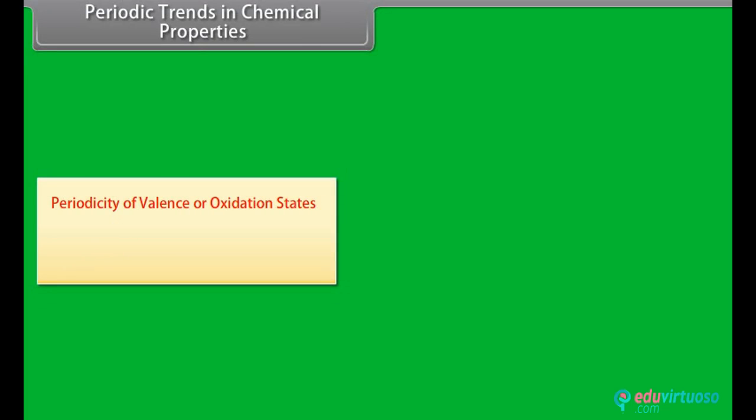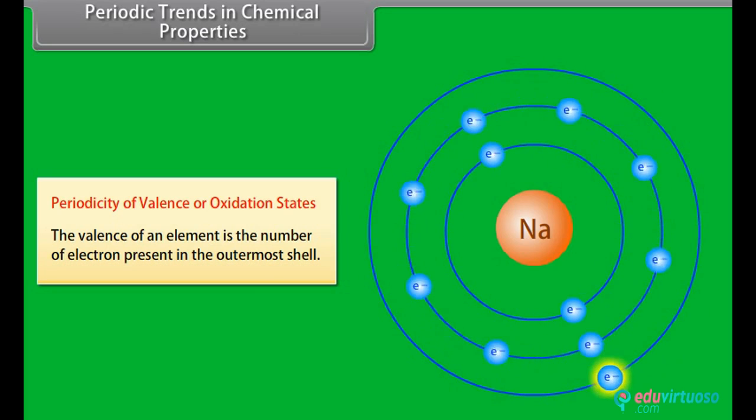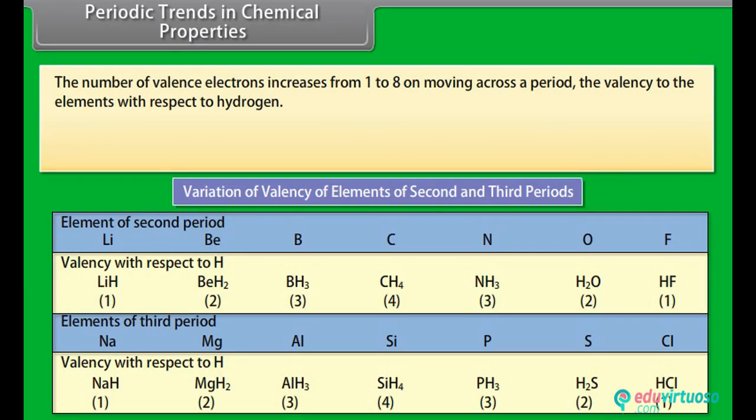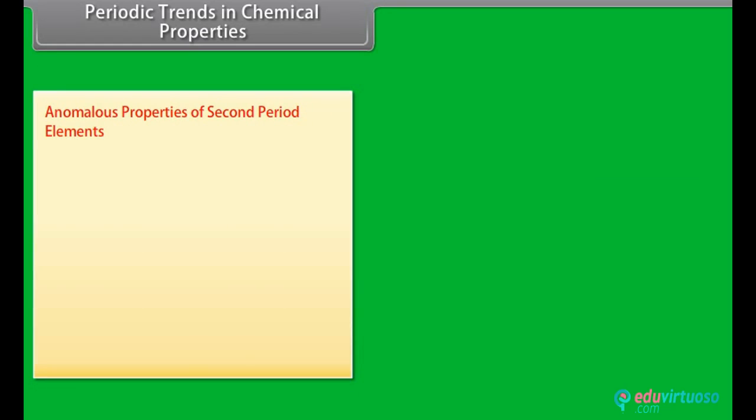Periodicity of valency or oxidation states. The valency of an atom is the number of electrons present in the outermost shell. The number of valency electrons increases from 1 to 8 on moving across a period. The valency of the elements is with respect to hydrogen. On moving down a group, the number of valency electrons remains same and therefore all the elements in a group exhibit same valency. Anomalous properties of second period elements.